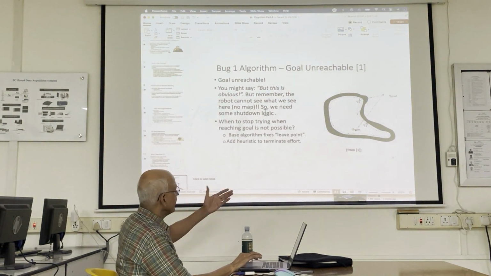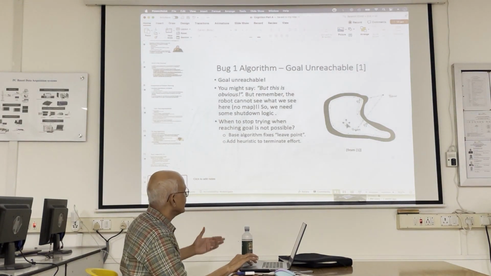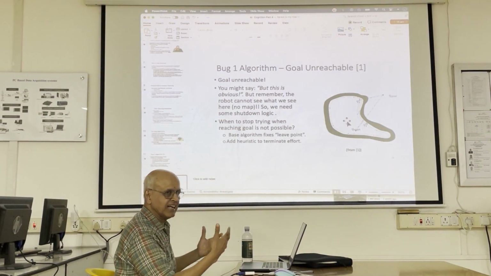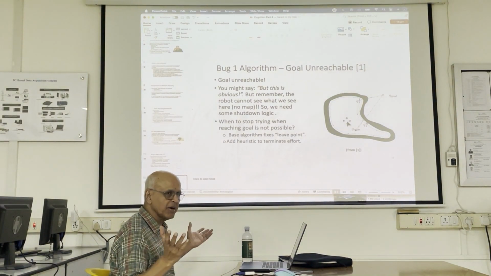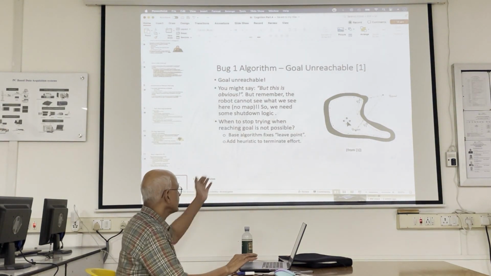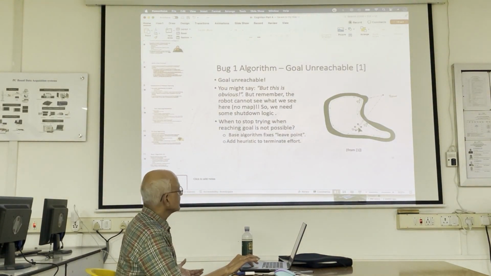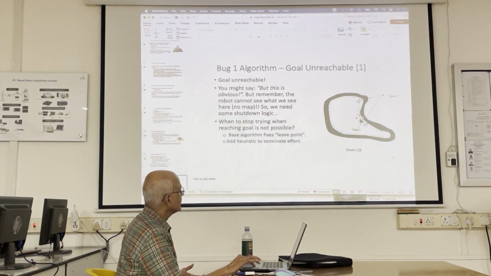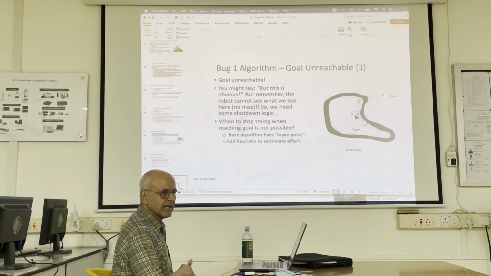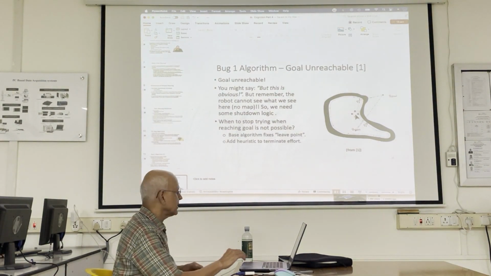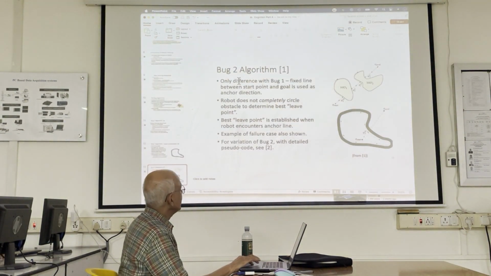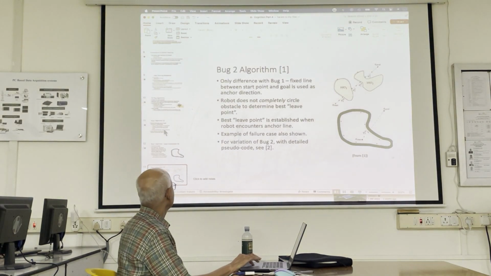So we need shutdown, meaning how long are you going to try it? You have to have some kind of algorithm to say, shut down the robot because there is no solution. Otherwise it's going to go round and round. So you get it why. It goes here, right? And then again it's trying to find the best leave point, so it keeps going. And then when it comes back to that, it should realize that, okay, there is no way, no point in continuing. So Bug 2: the only difference from Bug 1 is a fixed line between the starting point and the goal. So this is the fixed line. In the other one it wasn't like that, if you remember.